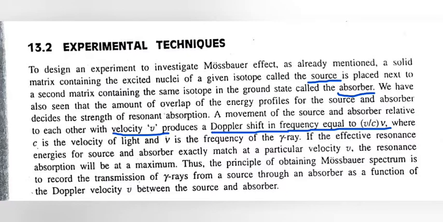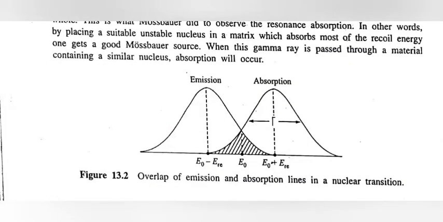The strength of the resonant absorption is decided by the source and absorber. That is, the amount of overlapping of energy profiles for source and absorber decides the strength of the resonant absorption. This figure shows the amount of overlapping of energy profiles of source and absorber.